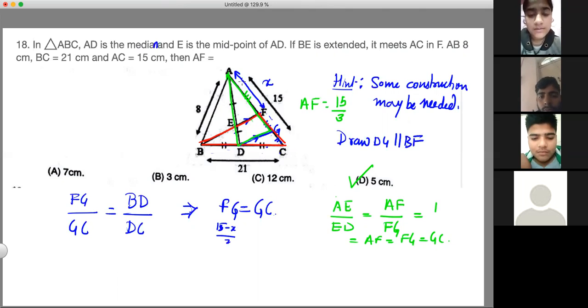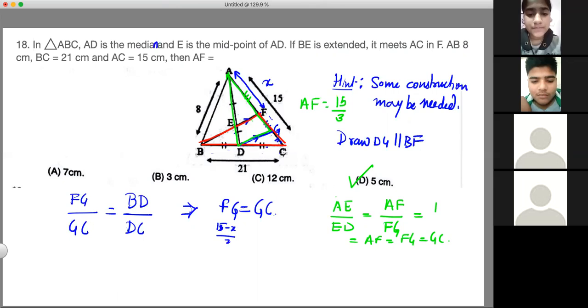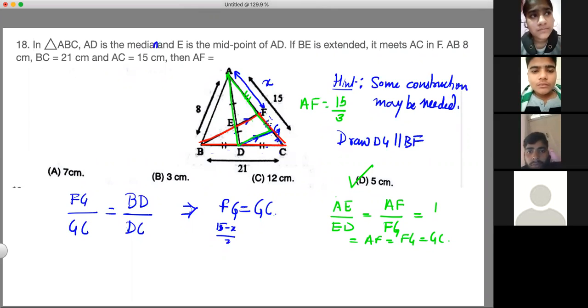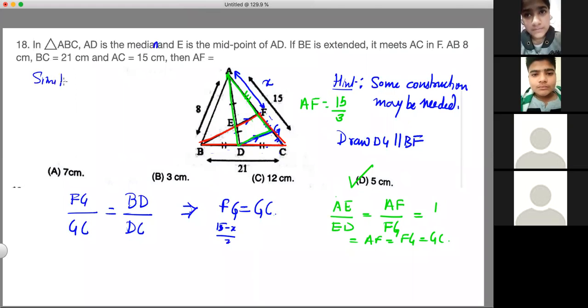Where will that idea come from? So what is it we look for when sometimes we need to create a construction, right? Why are we doing construction? In most of the questions we do construction so that we can use some of the known theorems, right? So in triangles, which are the most important theorems? Similarity related theorems are there and congruency related theorems are there.